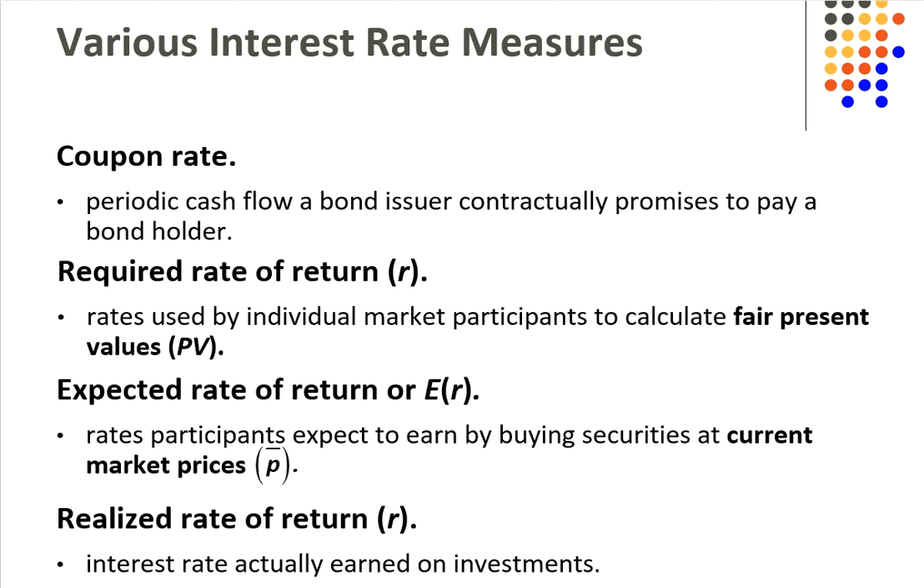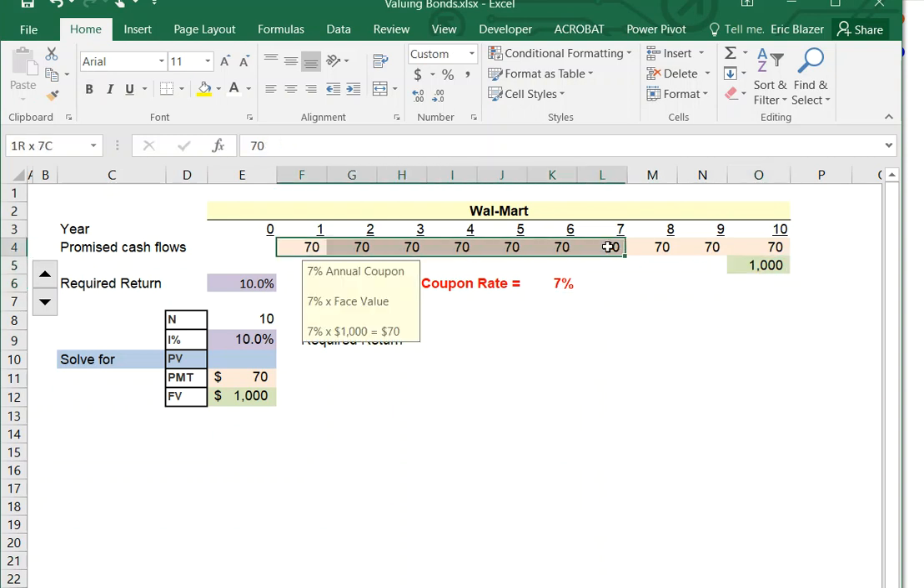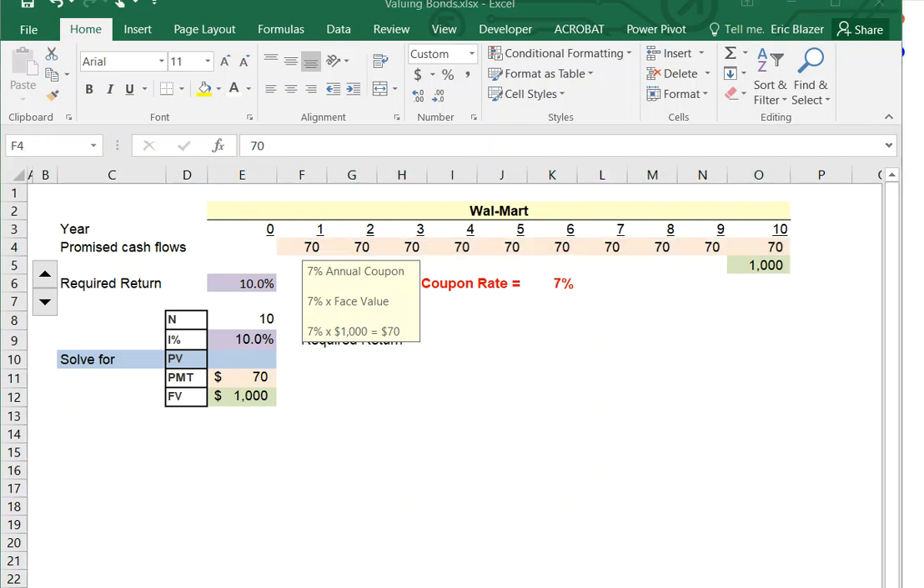First, let's take a look at the coupon rate. The coupon rate is the periodic cash flow promised by the bond issuer. It does not change over time. Here's a 7% coupon bond for Walmart with a 10-year maturity and a $1,000 face value or par value. The 7% coupon rate is multiplied by the $1,000 face value to determine the bond's annual cash flow or coupon. Again, this rate is set contractually and doesn't change over the life of the bond.